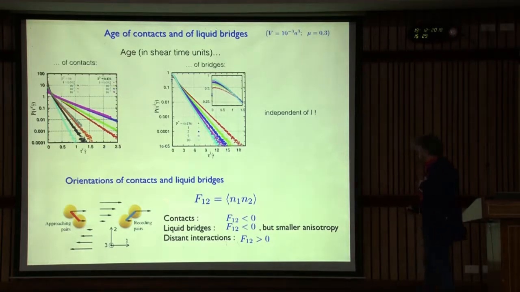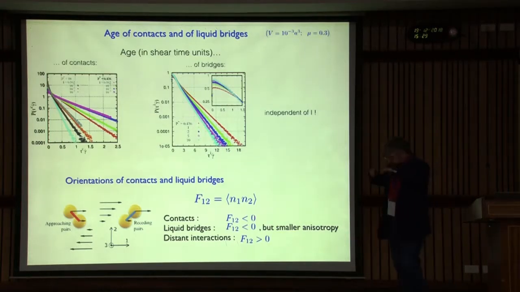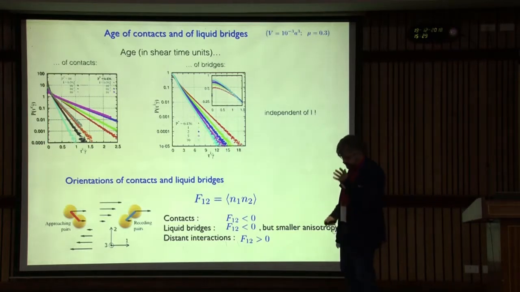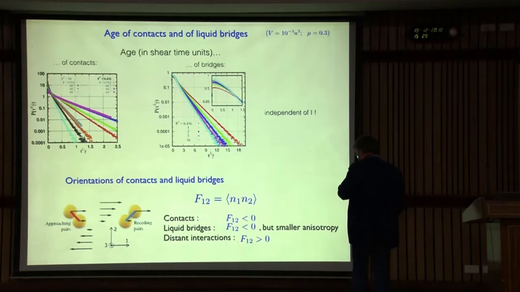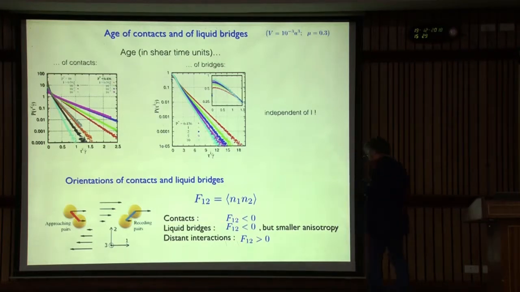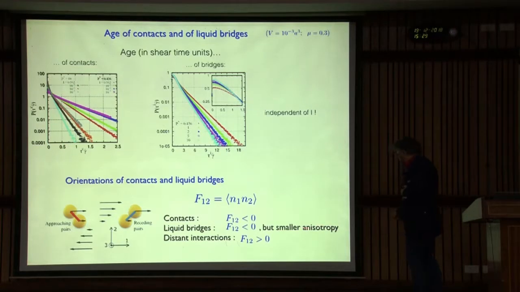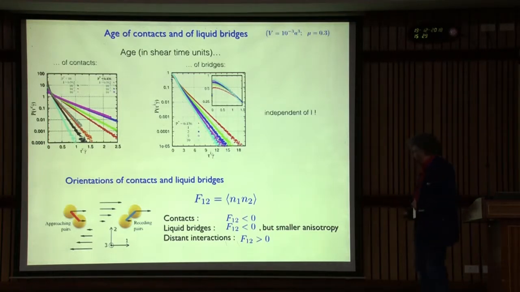Now, of course, we have to worry about the orientation of contacts expressed by this fabric parameter. For contacts, given the shape of the flow and the orientation of axis, F12 is negative. Liquid bridges, the total population of liquid bridges between contacting grains and between non-contacting grains, also have a negative F12 with a smaller magnitude, so the anisotropy is smaller. Distant interactions have the opposite anisotropy because they are more represented between these kind of pairs in the receding quadrants.